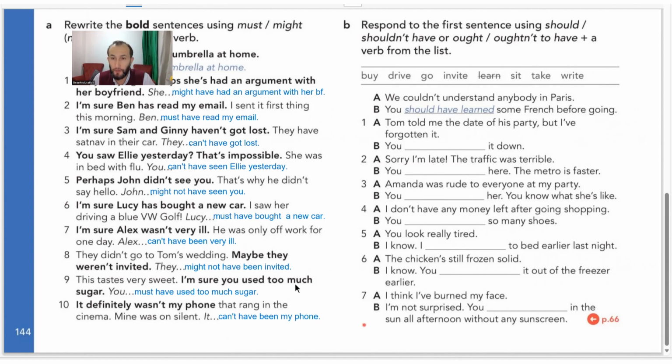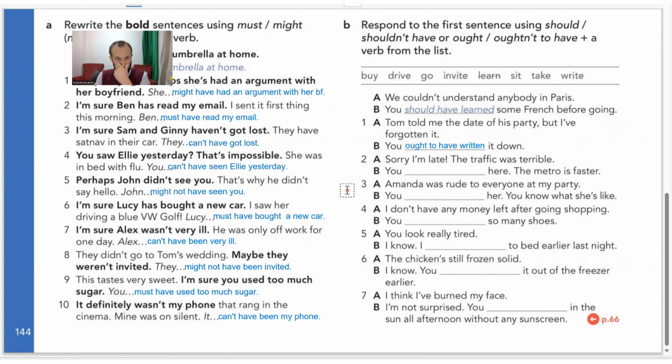Fardus, number one is for you. Tom told me the date of his birth, but I forgot it. You ought to have written it down. Written down, yeah, very good. We can also say you should have, no problem, both are okay. You ought to have written it down, or you should have written it down. Good. Abdurrahman, number two.